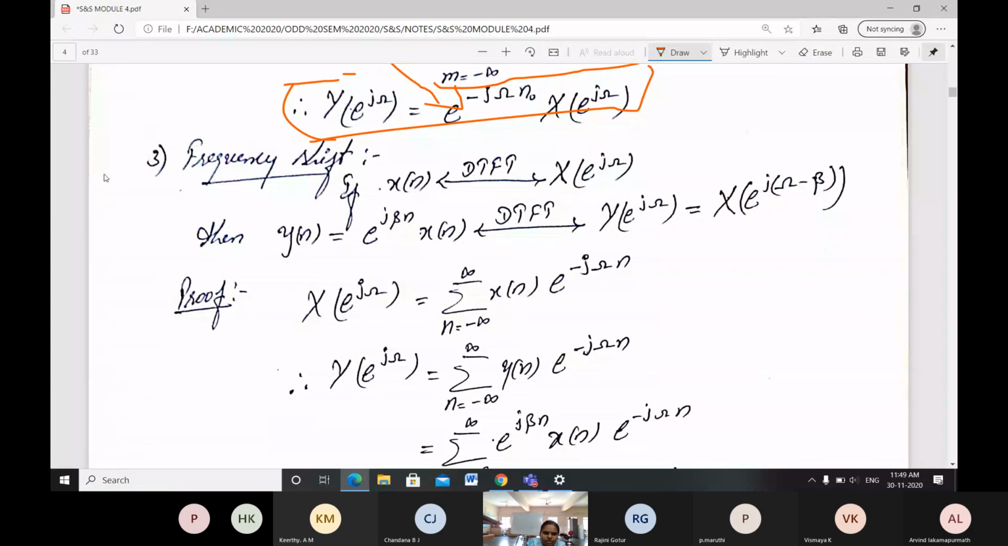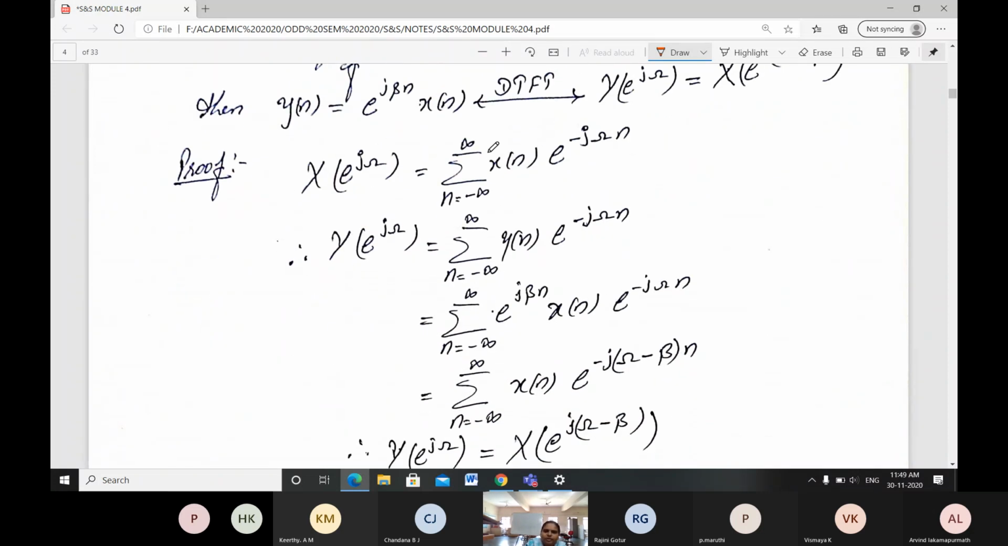Then about frequency shift: if x of n DTFT is X of e raised to j omega, then y of n is equal to e raised to j beta n into x of n. Its DTFT is going to be Y of e raised to j omega is equal to X of e raised to j omega minus beta.